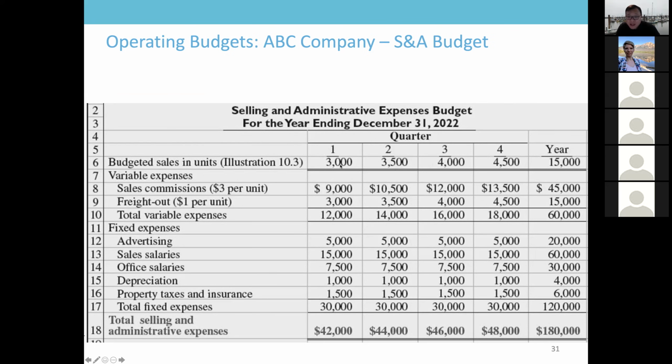So you just use $3 times the units sold, $1 times the units sold, so you figure out the total variable expenses, okay? And then the fixed expenses are assumed, based on experience. And again, you just allocate it evenly across the 4 quarters, right? That's pretty straightforward. It looks overwhelming in terms of the amount of numbers and data here, but the calculation is really quite simple, right? Okay, so that's the selling and administrative budget.